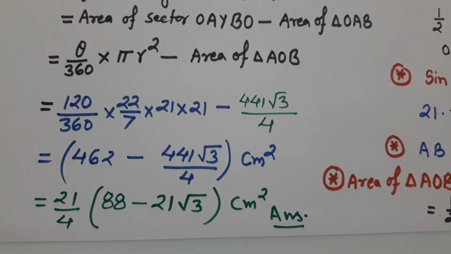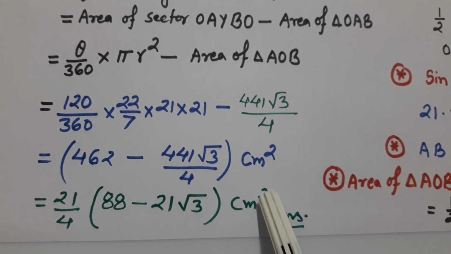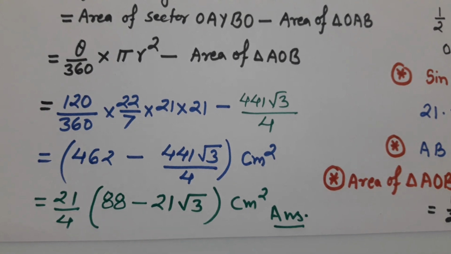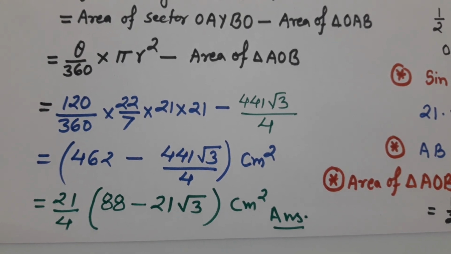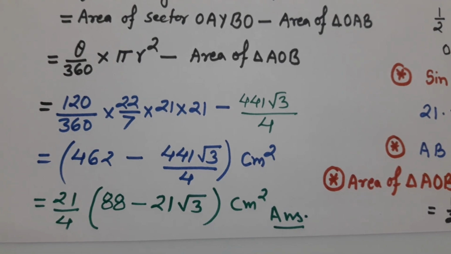Now firstly we will take the LCM 4. Then we will take common 21 upon 4. Then it will remain 88 minus 21 root 3 centimeter square. This is the area of segment.